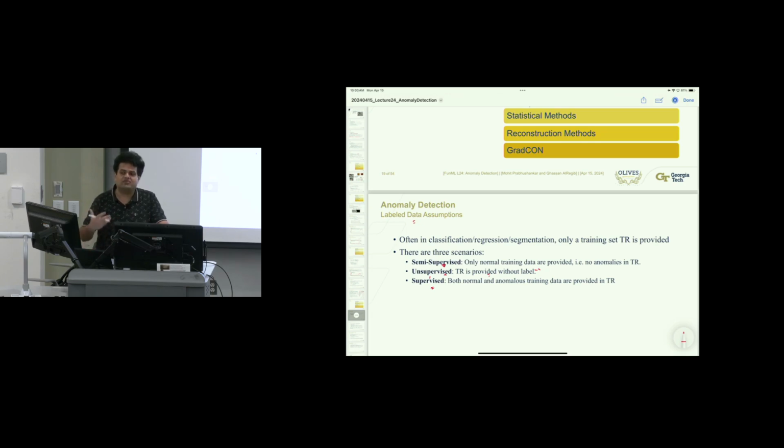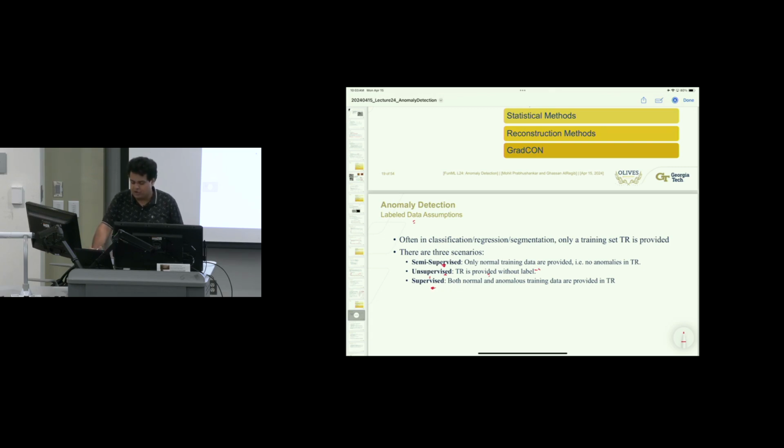So you know for a fact that if it's within your training data set, it is a normal set of images or normal data, and your goal then during test time is to say whether something is anomalous or normal. Supervised setting is a very trivial case.